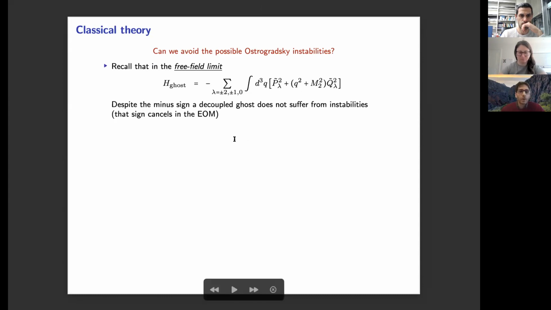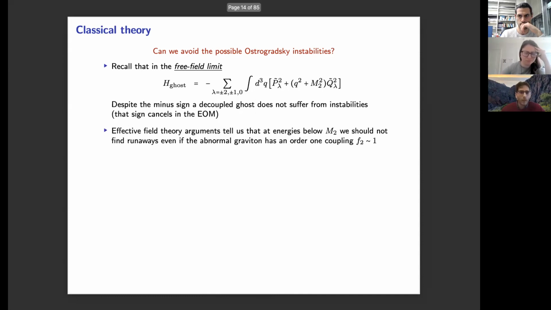So first of all, recall that in the free field limit, this minus sign is not pathological. It doesn't give you any runaway because the decoupled ghost does not suffer from instabilities. On the other hand, effective field theory arguments tell us that at energies below the mass of the spin-2 massive state, we should not find runaways, even if this abnormal graviton has an order 1 coupling.